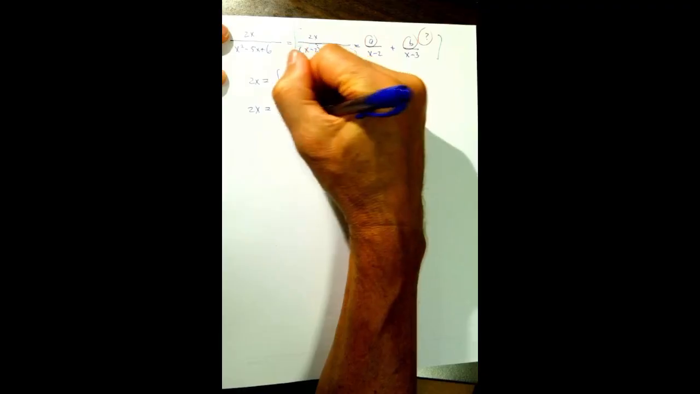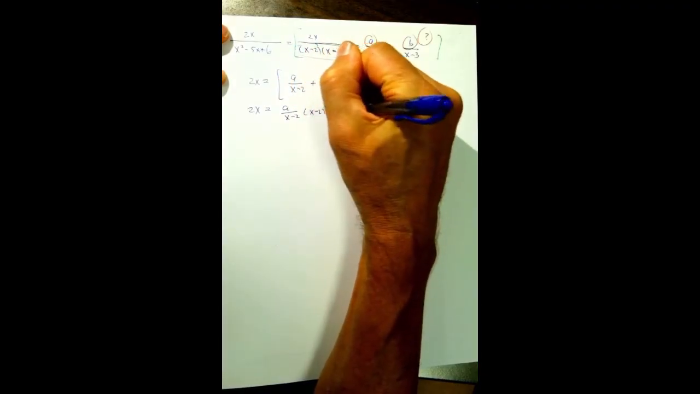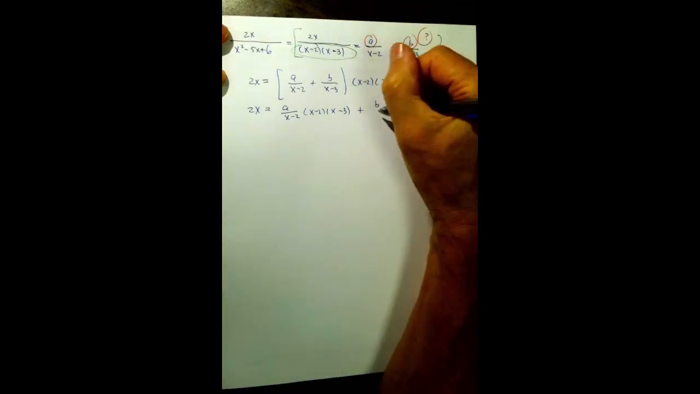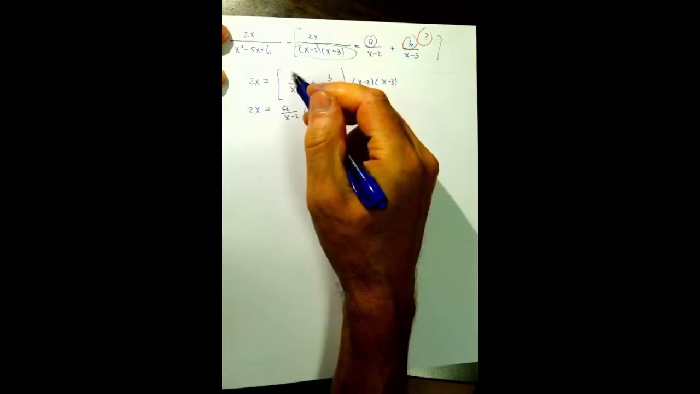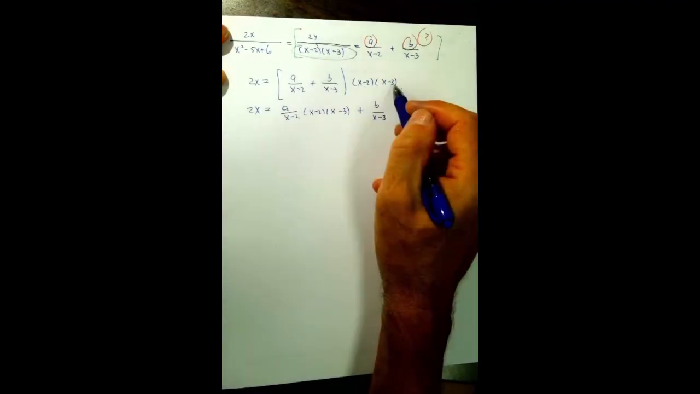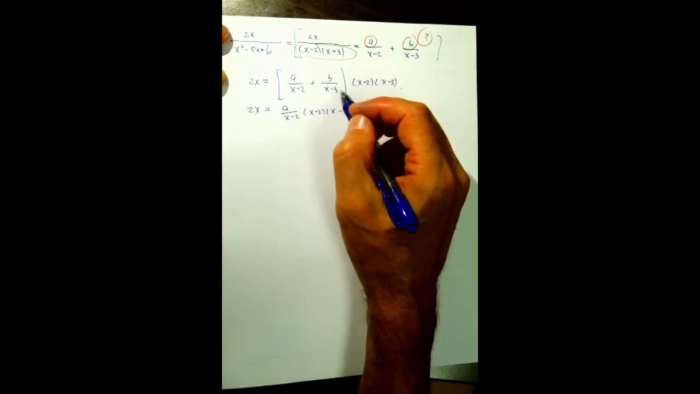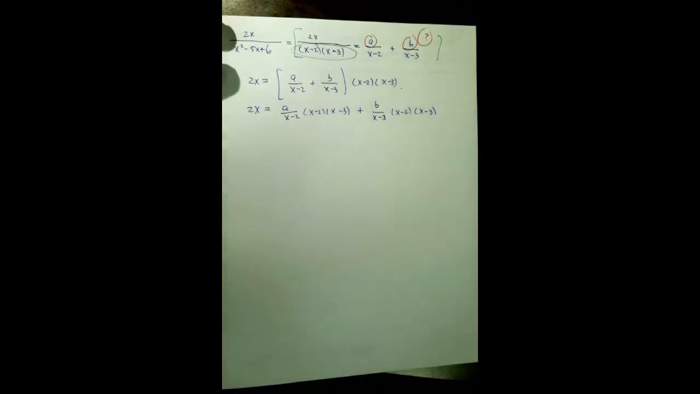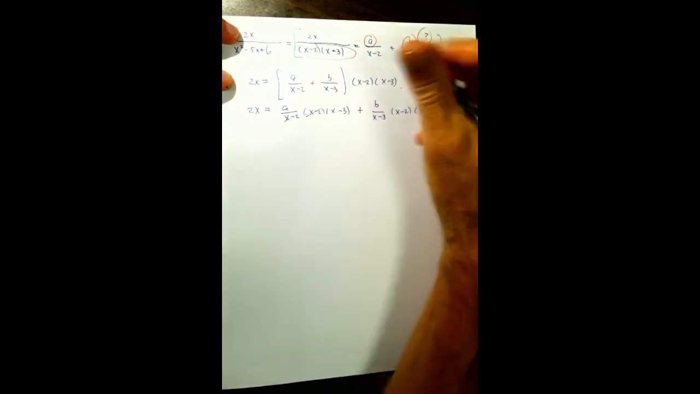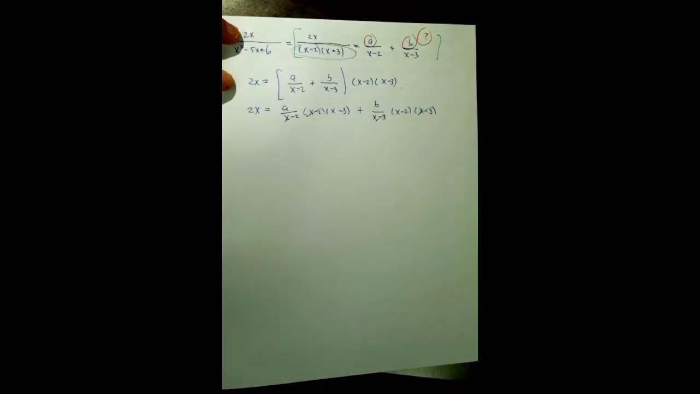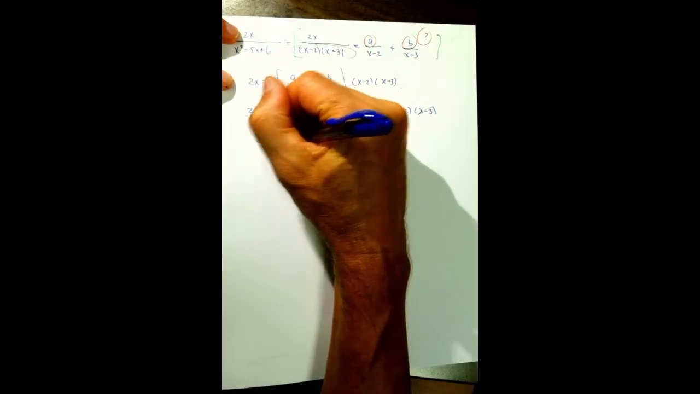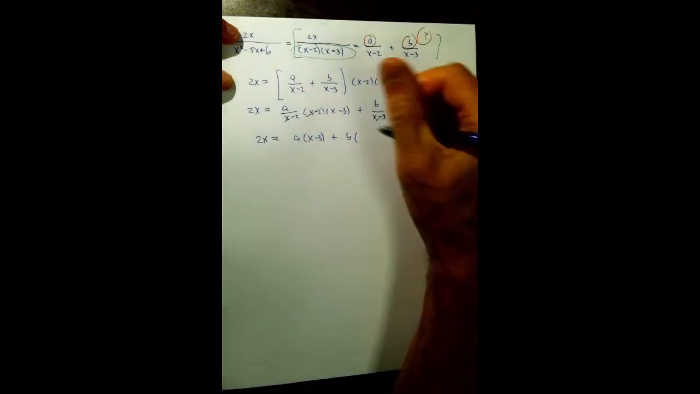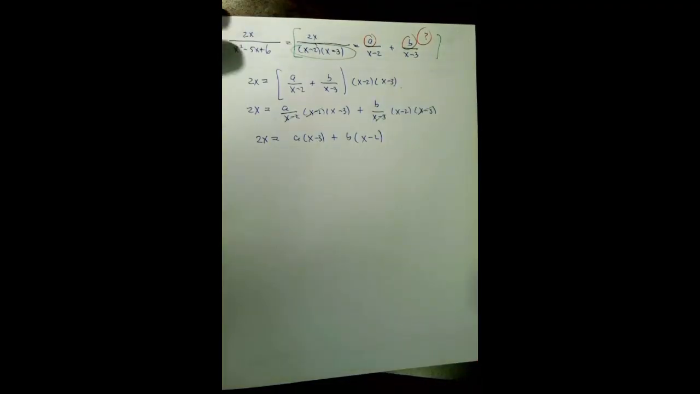And then when I multiply that through, I get this times the first thing, and I get A over x minus 2 times the product x minus 2 times x minus 3. The second term is this B over x minus 3. I have to multiply that by the x minus 2, x minus 3. Notice these things cancel. And I'm left with 2x equals x times x minus 3 plus b times x minus 2.